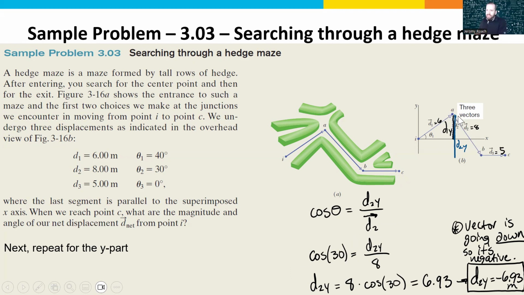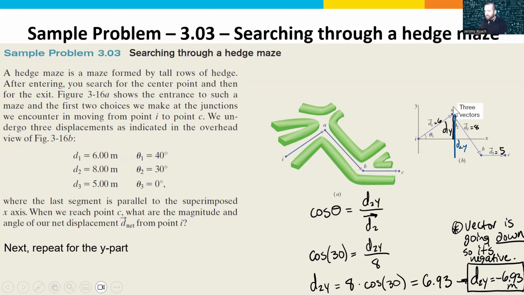So now we're looking just at this triangle here. This is the base of our triangle here. So cosine theta is adjacent over hypotenuse. The adjacent of theta sub 2 is D2y, and we're going to say over hypotenuse, which is over D2. D2 is 8, and we're repeating many of the same processes. So we're just going to times by 8 on both sides. We get D2y is 8 cosine 30, and it's 6.93.